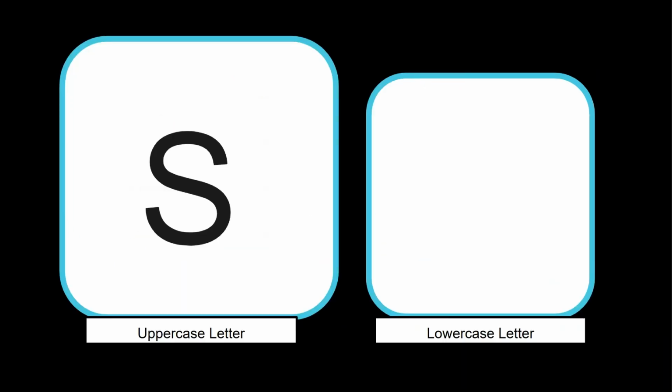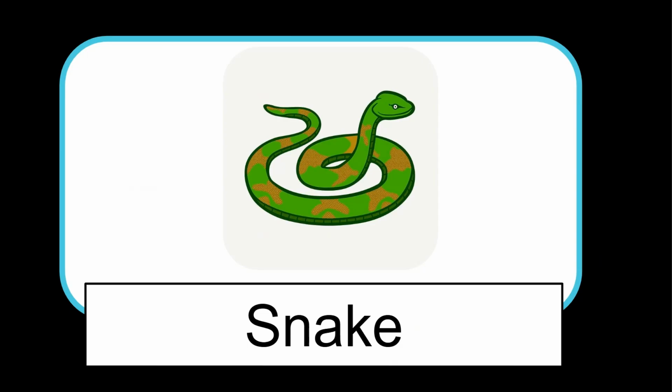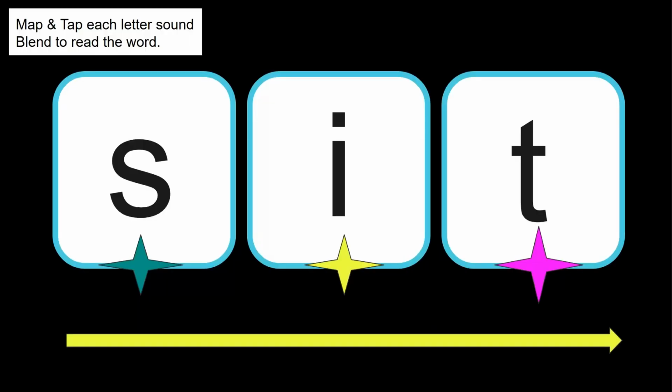Next we have the letter S. S, don't confuse that with that soft C. We're going to make that hissing sound, just like at the beginning of snake. Snake. So let's decode. S-it. Sit. Great job.